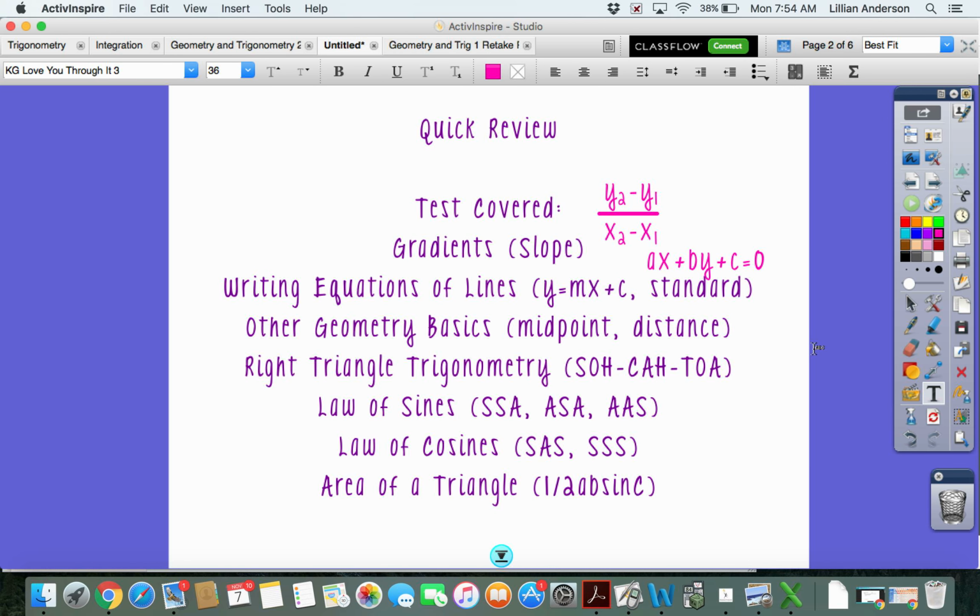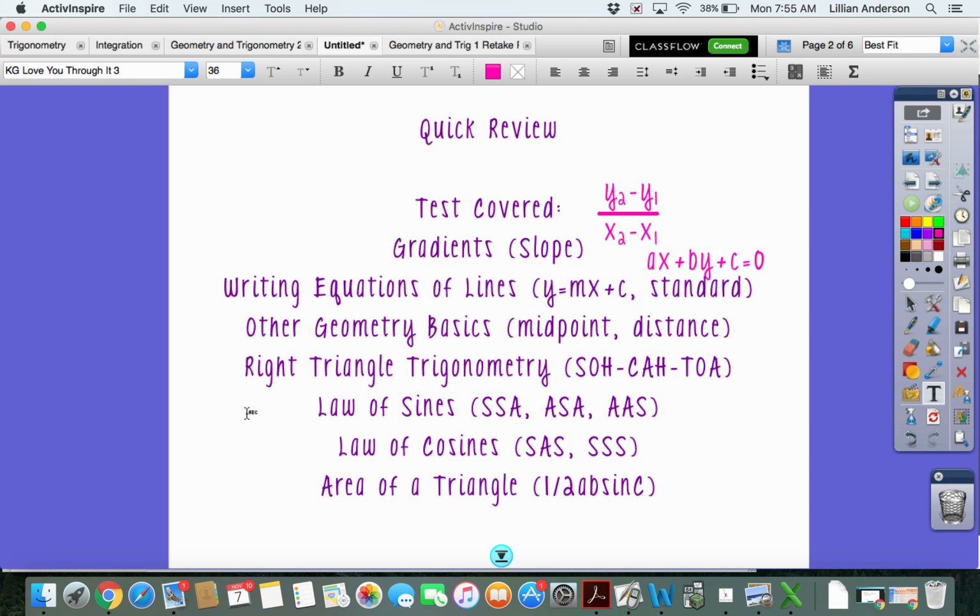Law of sines, remember you use it when you have two sides and a non-included angle, two angles and an included side, or two angles and a non-included side. Law of cosines, which you use when you have side angle side or side side side. Again, these two are used when you're trying to find side lengths or angle measures of non-right triangles.